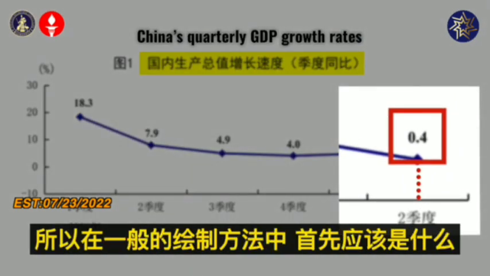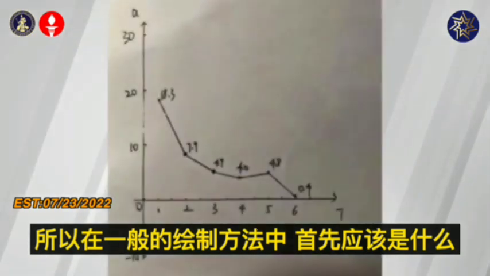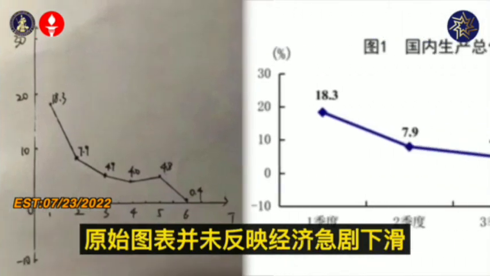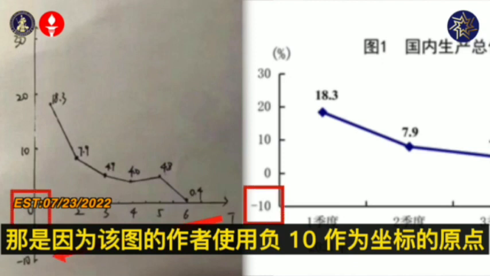So in the general method of drawing, what should it be? First, take a look at the image below. Same input data, but the curve suddenly becomes very scary. The original graph does not reflect a sharp downturn in the economy. That's because the author of that graph used -10 as the origin of the coordinates.